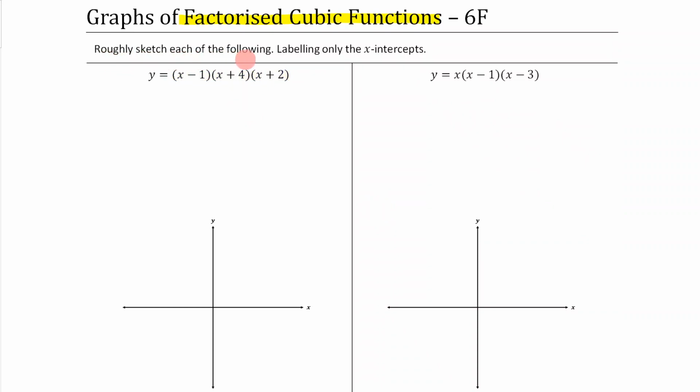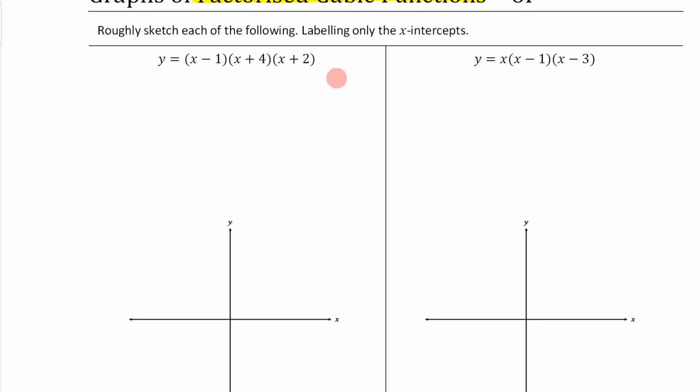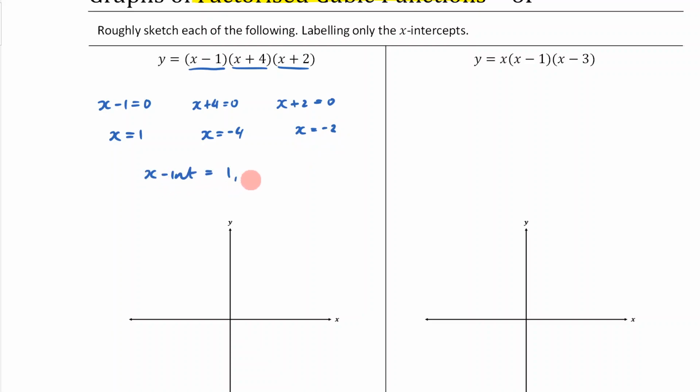So it says roughly sketch each of the following, labeling only x-intercepts. So we can find the x-intercepts of this pretty easily. We know how to do this. We're just going to solve it, which means we're going to use our null factor theorem. So we're going to take this x minus 1, and set it equal to 0. We're going to take this x plus 4, and set it equal to 0. We're going to take this x plus 2, and set it equal to 0, which means I'm going to get x is equal to 1, x is equal to negative 4, and x is equal to negative 2. So my x-intercepts are going to be 1, negative 4, and negative 2.